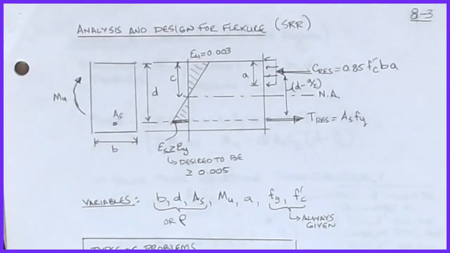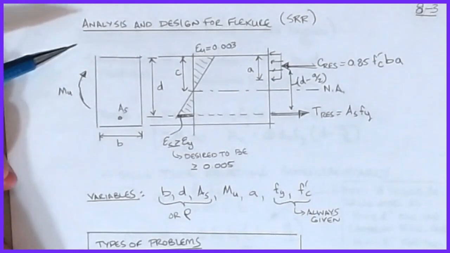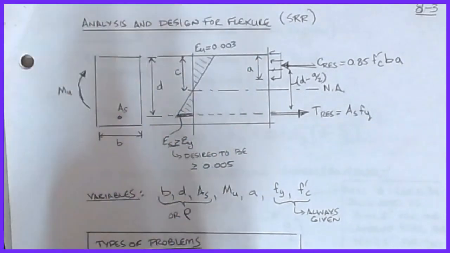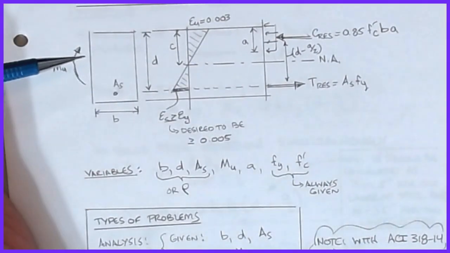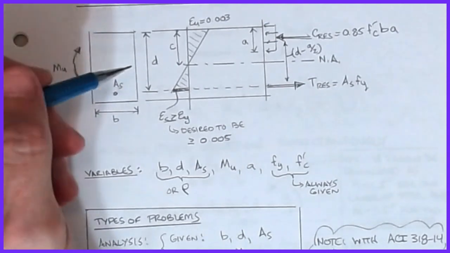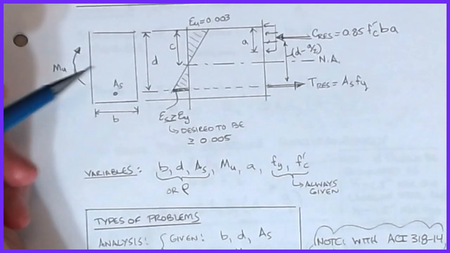we're going to talk about a rehash of the Whitney block and the types of problems that we have in analysis and design for flexure. And again, we're limiting our discussion to SRR. Okay, so this is our strain diagram that we've talked about previously. Okay, I have some applied moment to this cross section. I have a singly reinforced area of steel. Strain diagram is just as we've always seen, at 0.003 at the top.